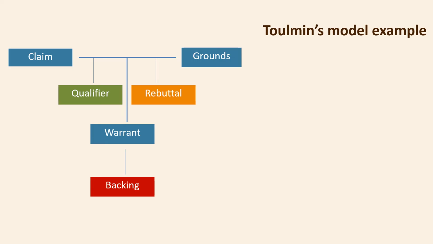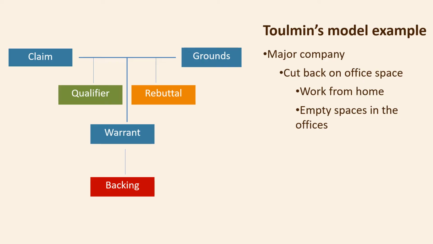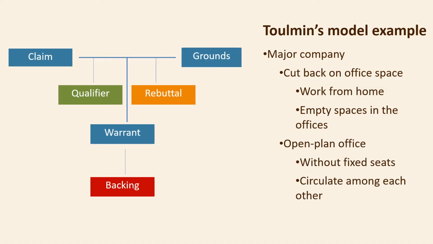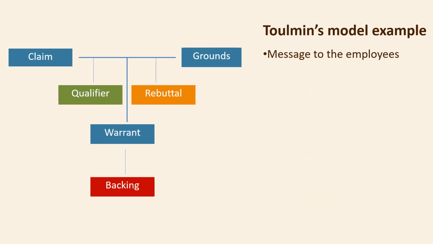Let's look at another example of Toulmin's argumentation model. A major company has decided to cut back on office space as employees are continuously working from home, and therefore there are often empty office spaces. They want to create an open-plan office without fixed seats so that employees circulate among each other. They write the following message to the employees.